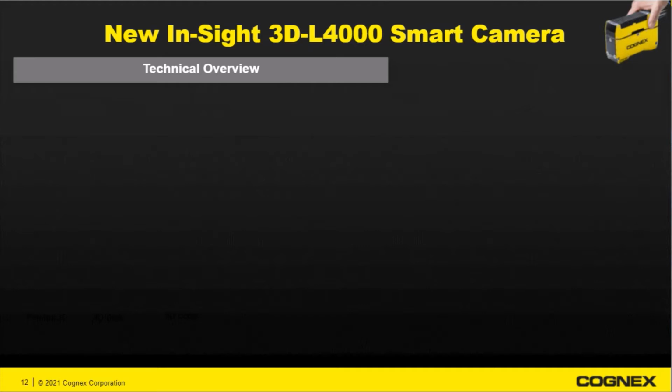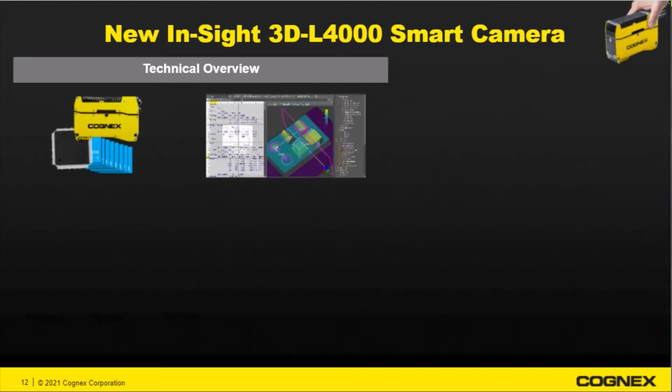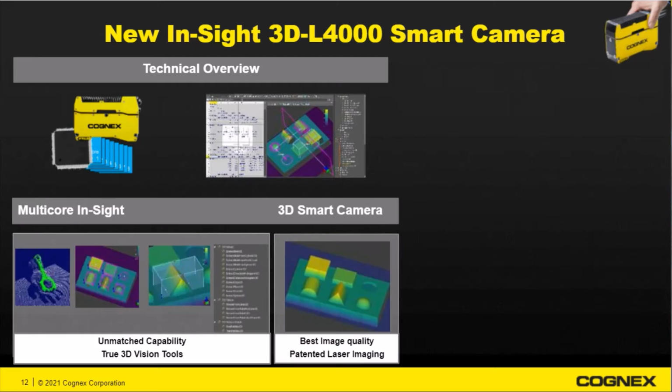The Insight 3D-L4000 is running a multi-core processor, which allows the system to solve applications without the need of a controller or industrial PC, thus enabling opportunities for a broader range of 3D applications throughout the industries. This easy-to-use smart camera is based on the well-known Insight spreadsheet environment and uses a broad range of true 3D vision tools on a point cloud image. It's making 3D as easy as 2D.